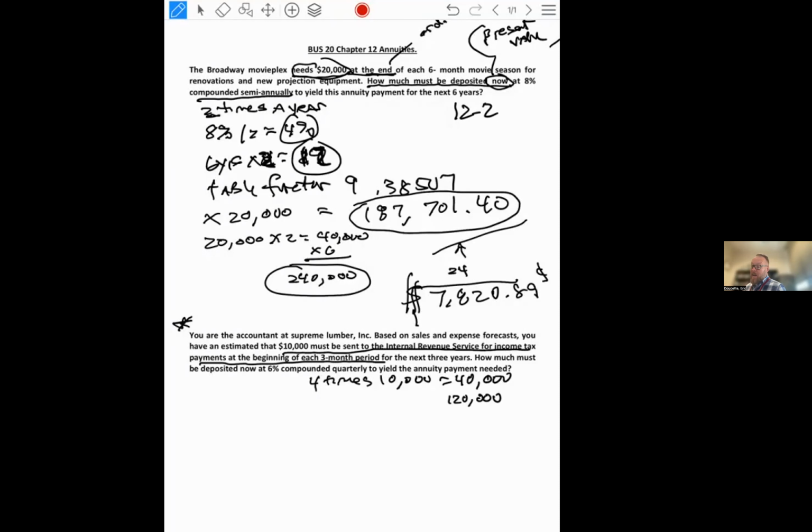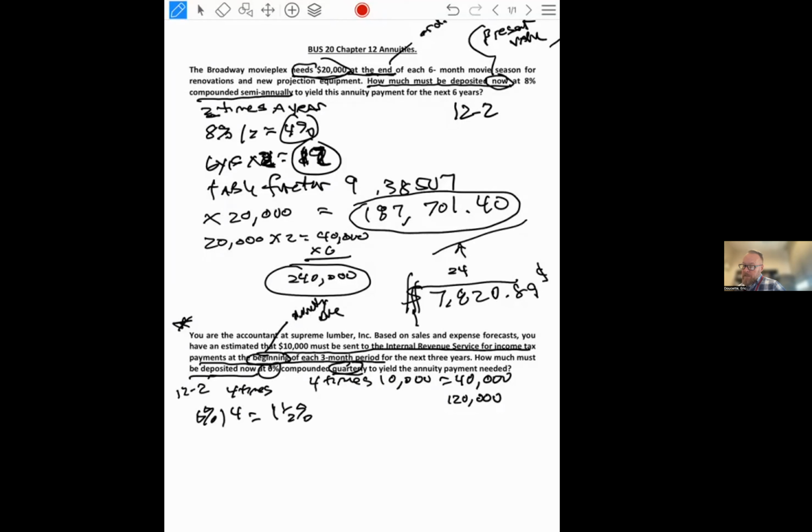You're hoping to have that 120,000 over the next 3 years by putting in 10,000 every 3 months at the beginning. So the beginning is what? That's an annuity due. So how much must be deposited now? There's your, that means to use 12/2 at 6% compounded quarterly to yield that annuity payment. So we're going to take the 6% and we're going to divide that by 4 because quarterly means 4 times a year. So that's going to be 1.5% each time I compound it.